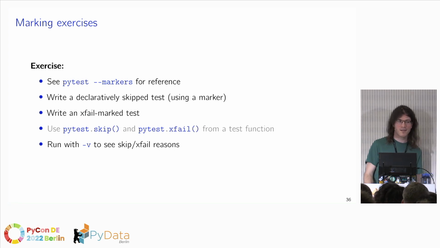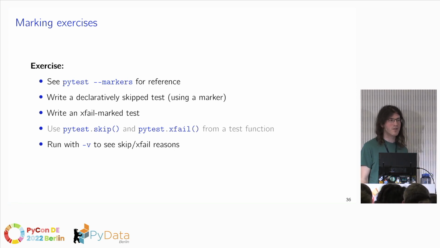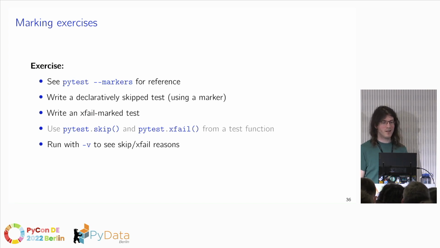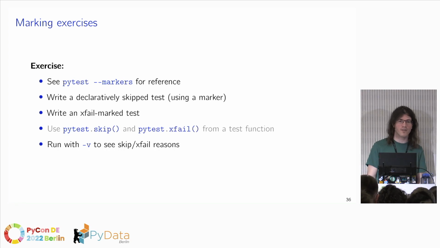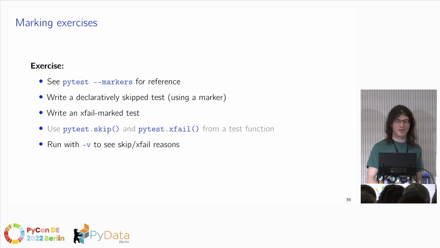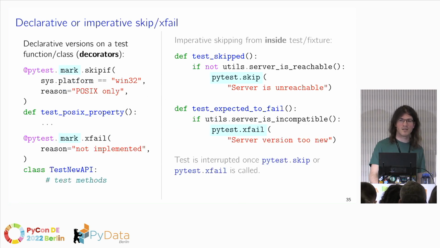So first, for markers, write a test which is skipped declaratively using a marker. Write an xfail marked test to kind of see the difference. Maybe also make it fail, make it pass, play around a little bit, and run with -v in verbose mode to see the reasons why those tests are skipped or xfailed. If you have some more time and are bored and don't want to go for lunch yet, because there will probably be a queue anyways right now, you could also try using PyTest skip, PyTest xfail in the imperative way. So inside a test function as a function call.